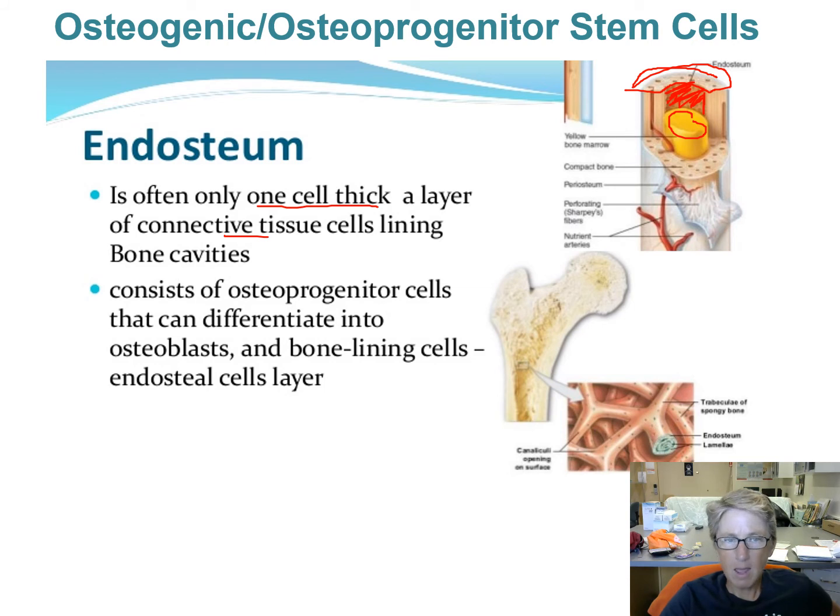Another name for an osteogenic cell is an osteoprogenitor cell. It's the same thing. And those osteoprogenitor cells, aka osteogenic cells, can differentiate or turn into osteoblasts. I told you that. But they can also differentiate into bone lining cells that make up the endosteal cell layer.